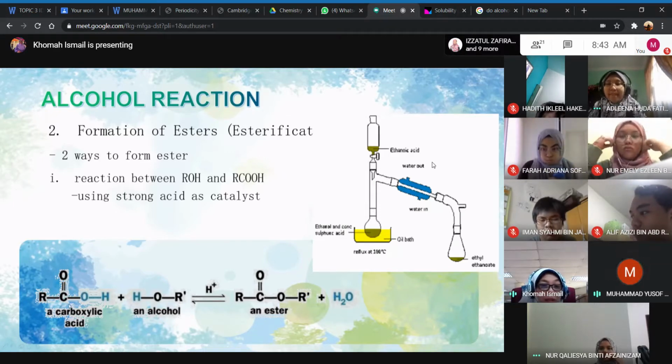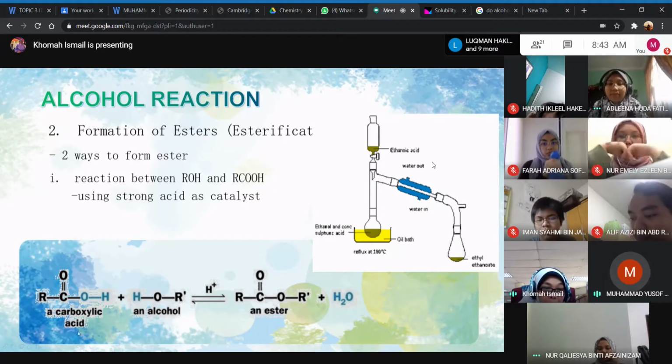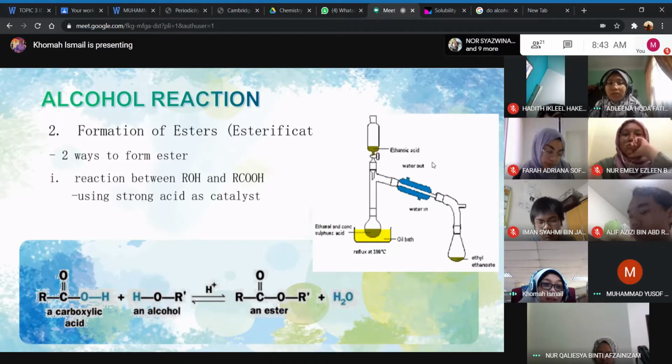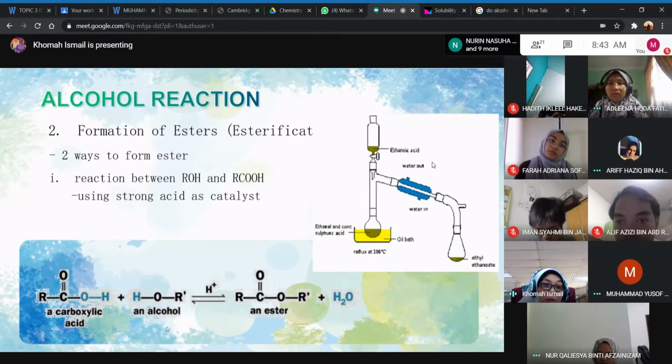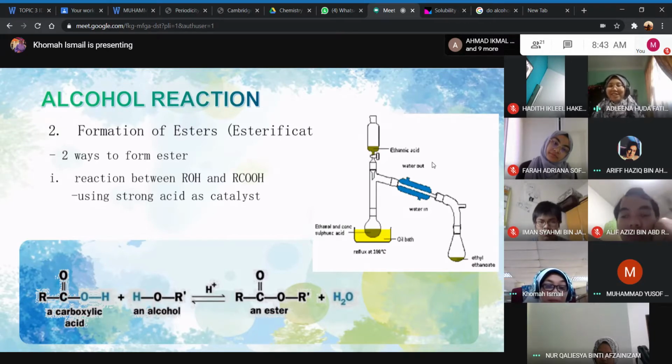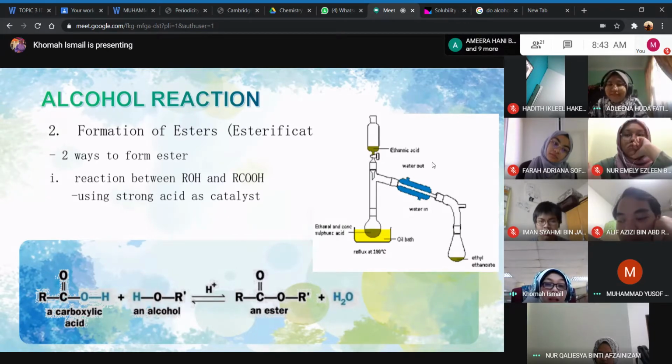When you compare between carboxylic acid and alcohol, logically carboxylic acid will break this hydrogen, because carboxylic acid is a stronger acid. That's how it is. I cannot explain more than that. I also don't know, frankly speaking. Okay, so this is okay.